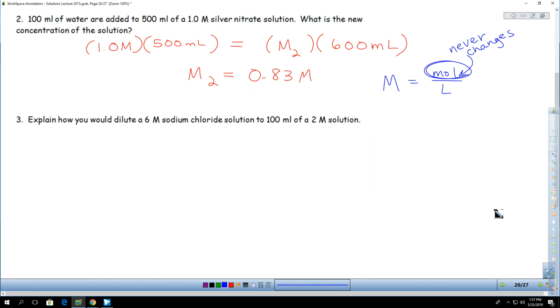And number 3, explain how you would dilute a 6 molar sodium chloride solution to 100 milliliters of a 2 molar solution. And again, this is pretty typical, that if I want to make a dilution, I probably know what I'm starting with. I know my M1. My initial solution is 6 molar, but we usually just don't know what to use. I should say how much to use.